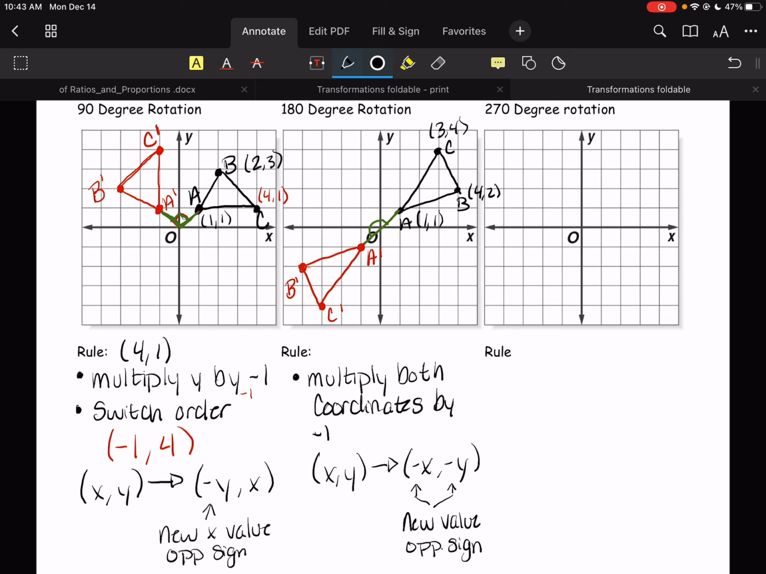And finally, we have 270 degrees, which is kind of the opposite of what we did for 90 degrees. So 90 degrees, we multiplied the y by -1. This time we're going to multiply x by -1. And we are still going to switch the order. So if we draw a triangle here, A, B, and C. For an example, my C coordinate is 3, 2.